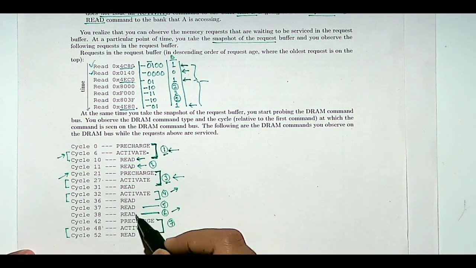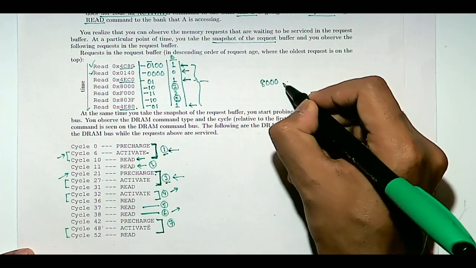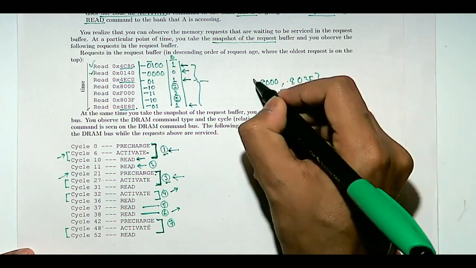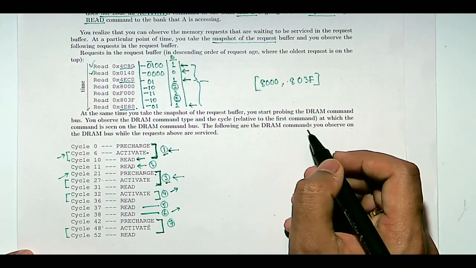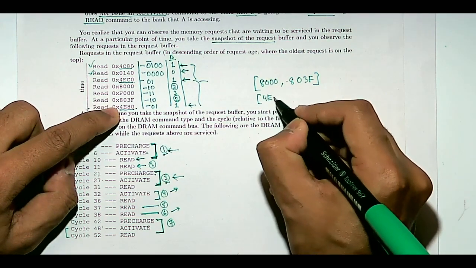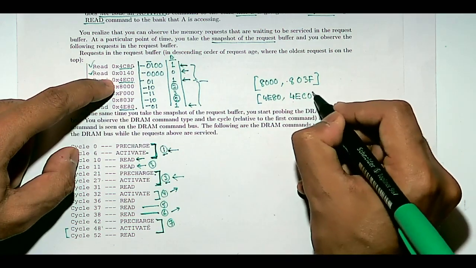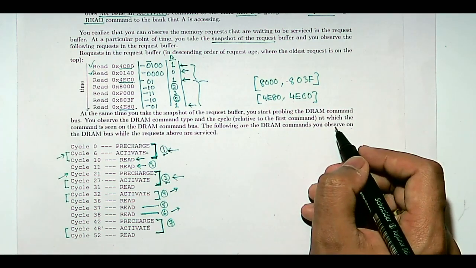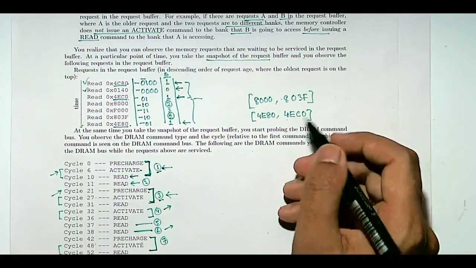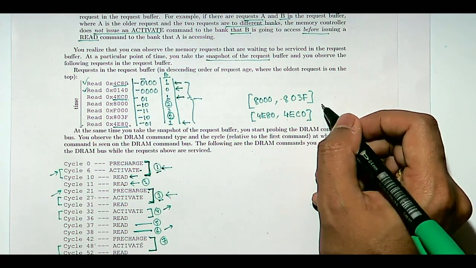So this gives us an idea that for 800 and 803F, these 2 accesses belong to the same row, but 4E80 and 4EC0 belong to different rows. Now, what's the minimum size then? Which size of the row buffer will satisfy both of these constraints, right?